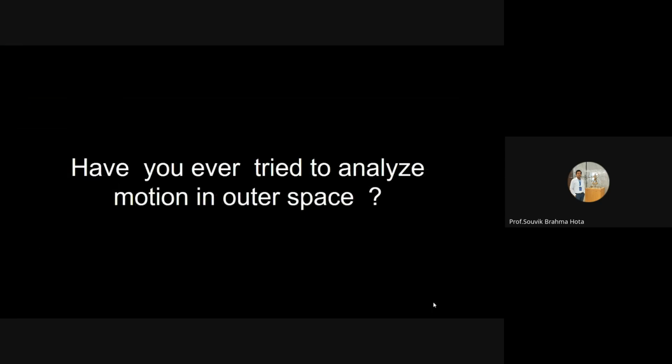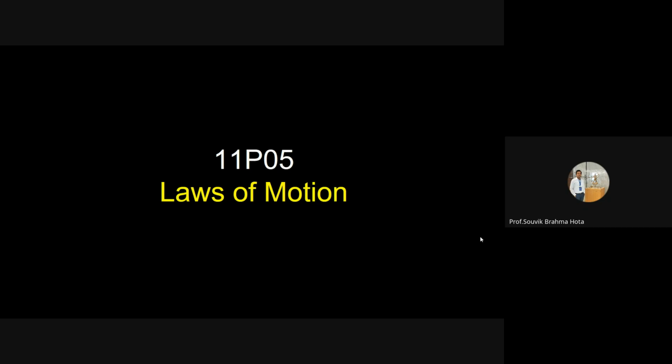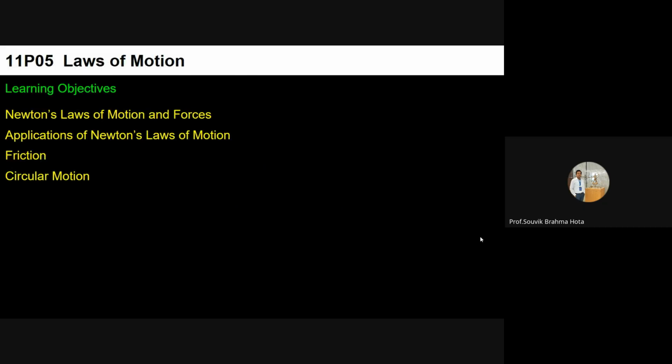So, see this thing. Have you ever tried to analyze the motion in outer space? What will be the possible answer for this? See, let's see some example. Basically, when we consider the motion of something under the gravitational influence, then we should consider the laws of motion. So, what will be the learning objectives of this session?